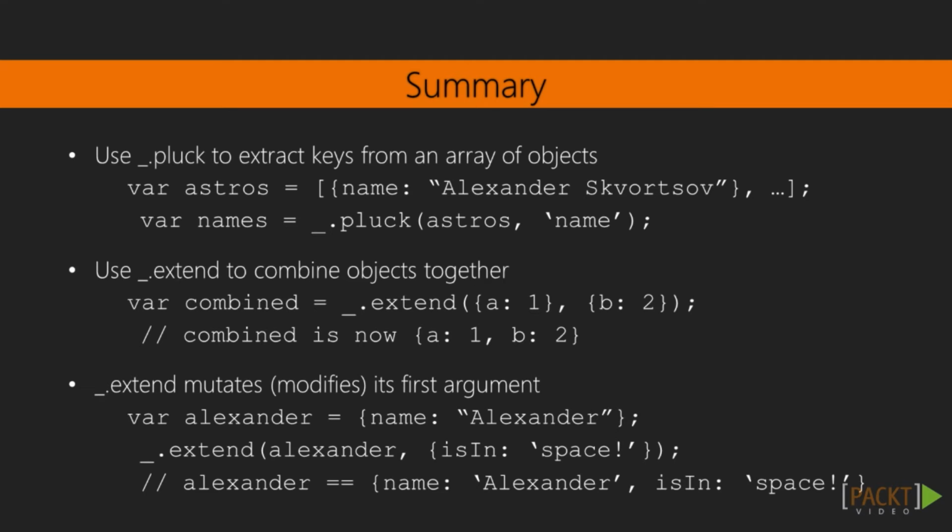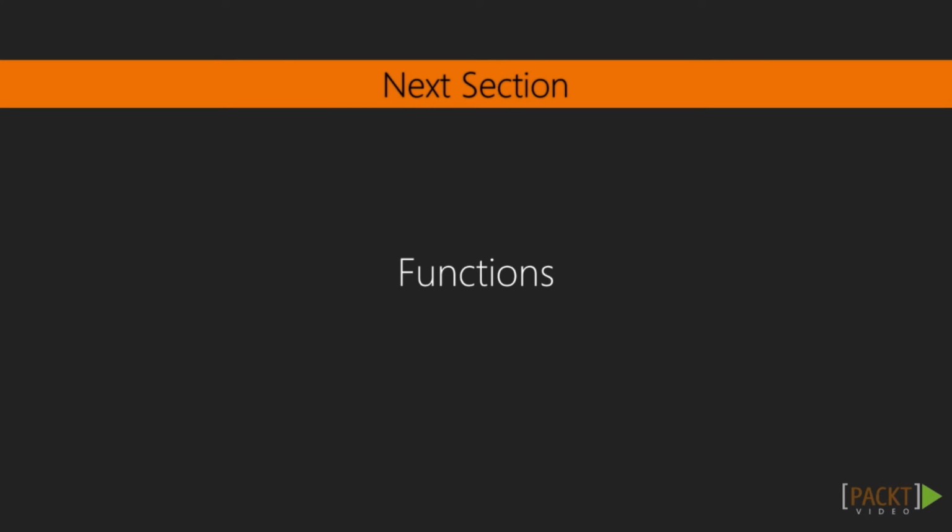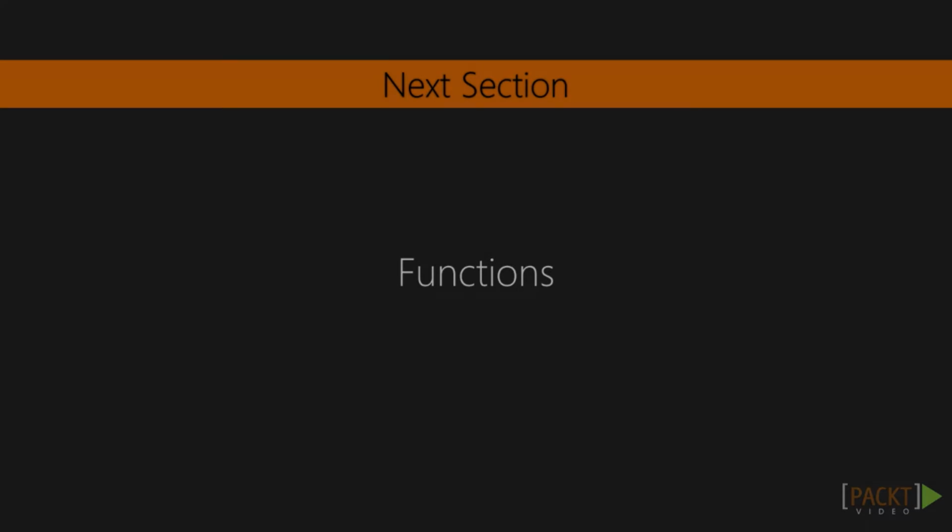In this video, we saw how the pluck method can be used to extract keys from an array of objects, and we had a brief look at the extend method, which we'll be seeing more of later. In the next section, we'll be looking at the incredibly powerful tools that Underscore gives us for working with functions. Please do join me there.